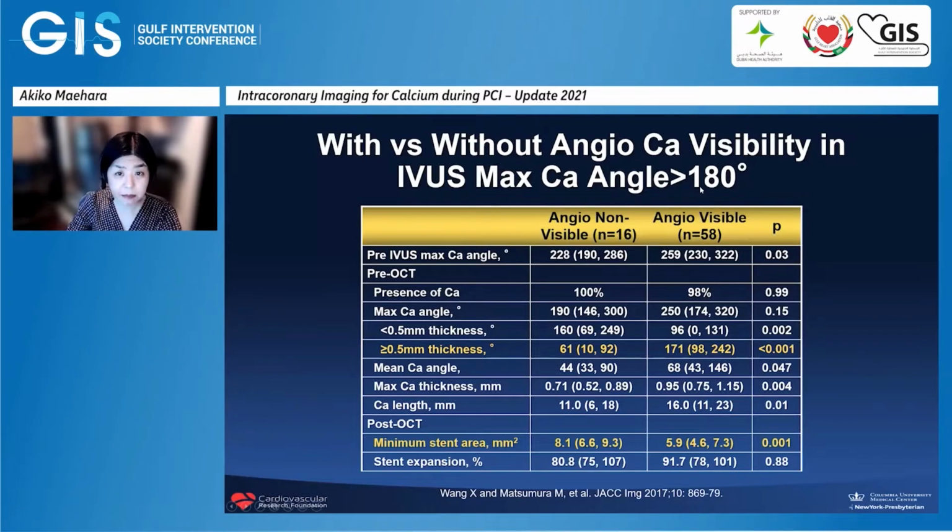To look for this type of phenomenon, we looked into the regions where IVUS showed a maximum calcium angle of more than 180, and then we compared angiographically visible versus non-visible calcium by OCT. You can recognize that the thickness of the calcium was less than 0.5 in the majority of the cases having angiographically non-visible calcium, and they had good stent expansion. Therefore, if you see big calcium by IVUS or OCT, but you don't see calcium by angio, that's most likely indicating thin calcium that doesn't inhibit stent expansion.